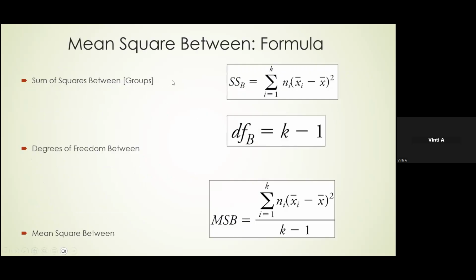Now, how to calculate sum of squares between groups, we'll show it to you, please don't worry. You will have the grand mean, which is X bar, and this is the group mean, for example group A bar, group B bar. You will calculate all of this. As I said, degrees of freedom is number of groups minus one, and the sum of squares between groups divided by this, you will get MSB.